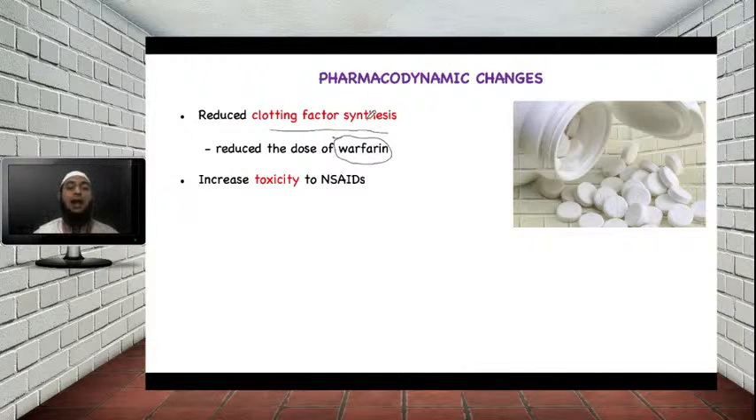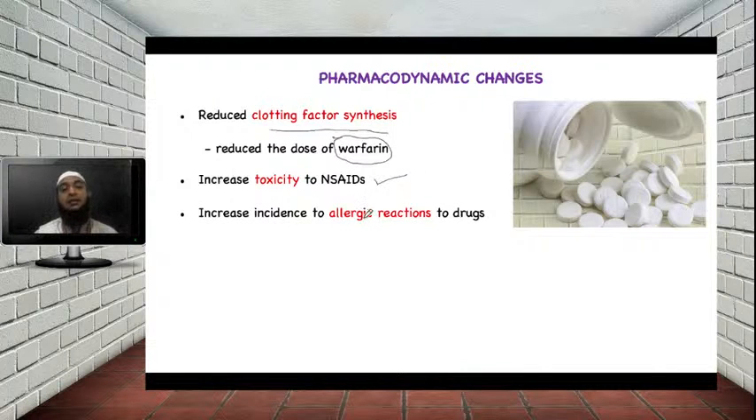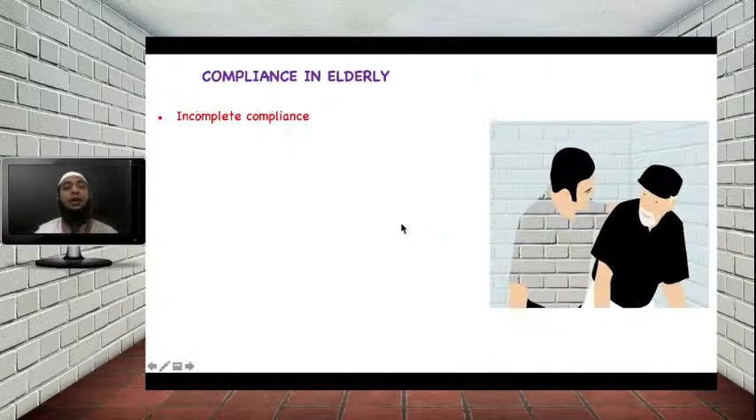In addition to that, it is observed that there is increased toxicity to non-steroidal anti-inflammatory drugs in elderly patients. Another reason is an increased incidence of allergic reactions. Why? Because their immune system is impaired, and drugs which may not produce allergy in a normal or adult patient may increase the incidence of allergic reaction in an elderly patient. Okay. So we have seen both pharmacokinetic and pharmacodynamic changes.